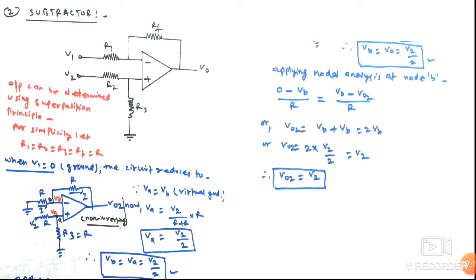Now applying nodal analysis at node B, at this node, we can write (0 volt minus VB) upon R, and this current is equal to (VB minus V output 2) upon R.